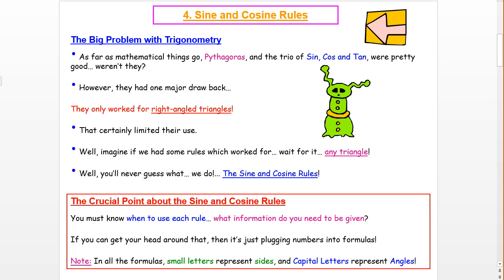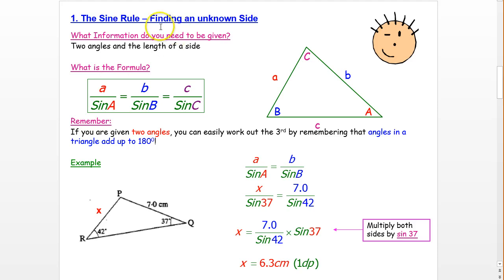Now, the sine rule we will look at first. Two things you can do. You can find an unknown side or an unknown angle. Here we're looking at finding an unknown side, and here's the formula. a divided by sine A equals b divided by sine B equals c divided by sine C. You'll notice lowercase letters and uppercase letters. Uppercase letters, angles. Lowercase letters, the opposite sides. So you can see they match up there.